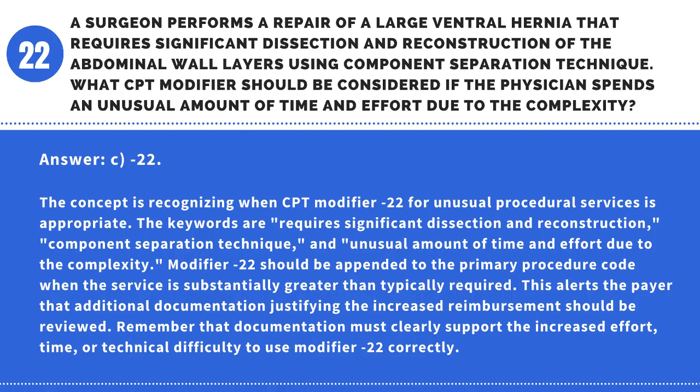-22. The concept is recognizing when CPT modifier -22 for unusual procedural services is appropriate. The keywords are requires significant dissection and reconstruction, component separation technique, and unusual amount of time and effort due to the complexity. Modifier -22 should be appended to the primary procedure code when the service is substantially greater than typically required. This alerts the payer that additional documentation justifying the increased reimbursement should be reviewed. Remember that documentation must clearly support the increased effort, time, or technical difficulty to use modifier -22 correctly.